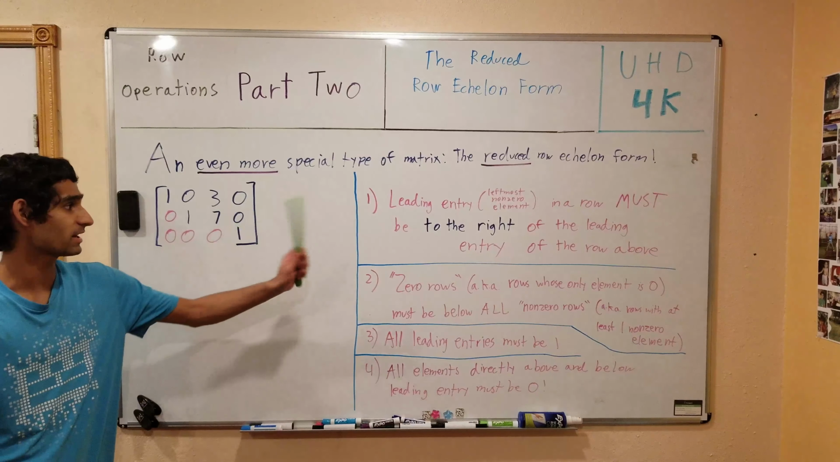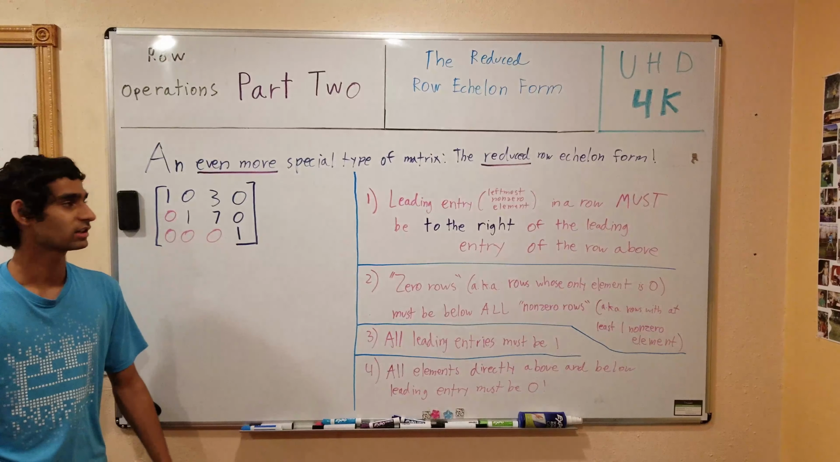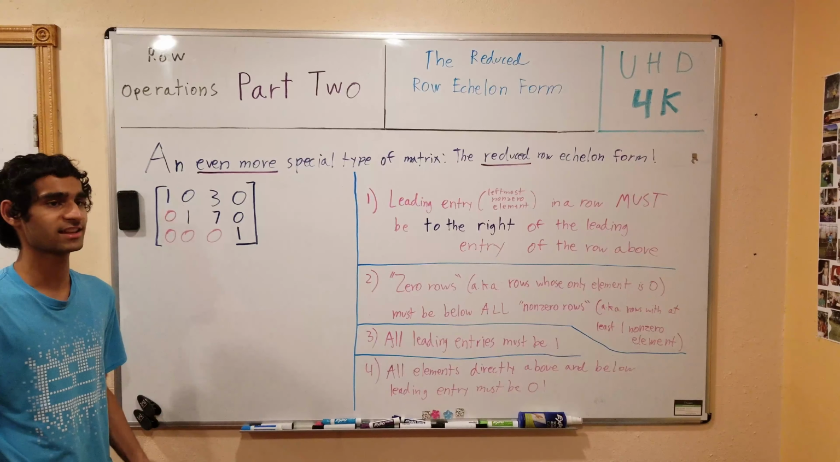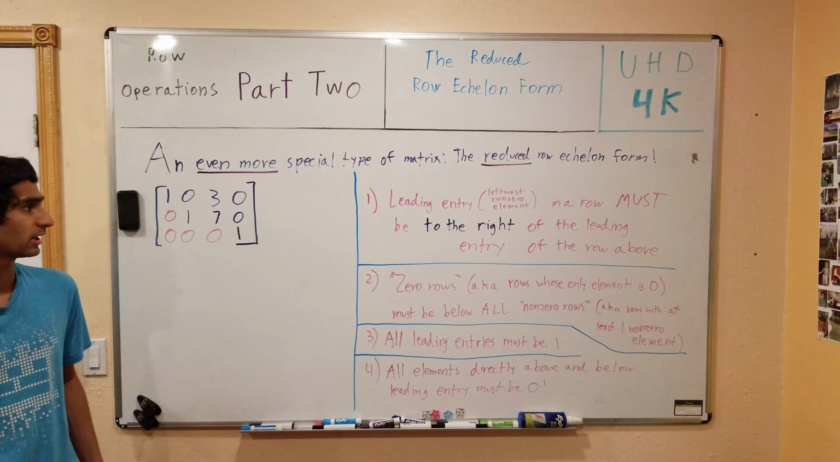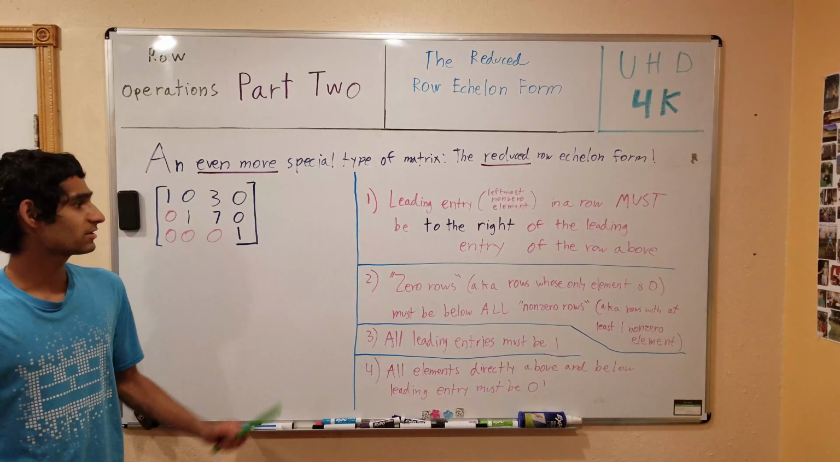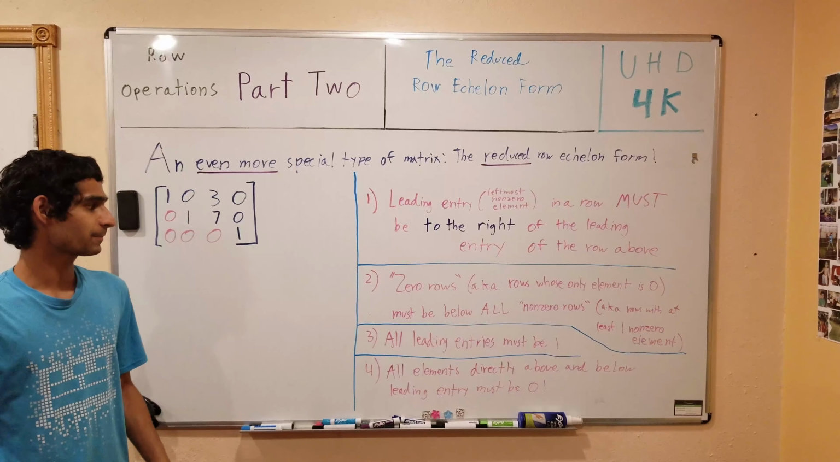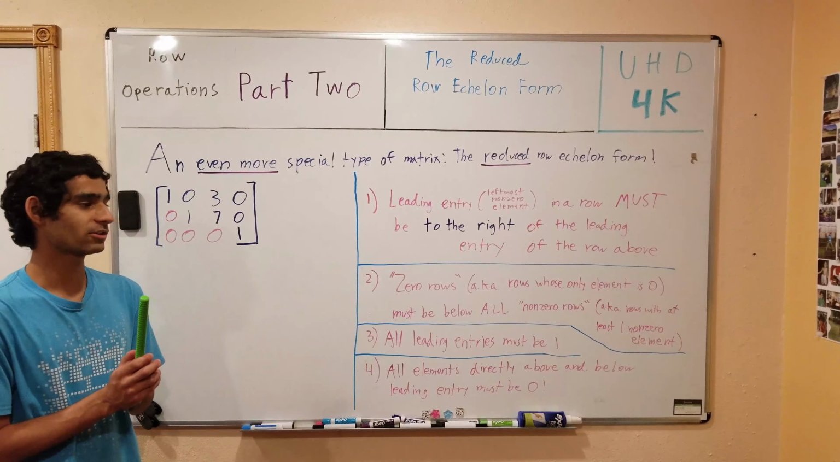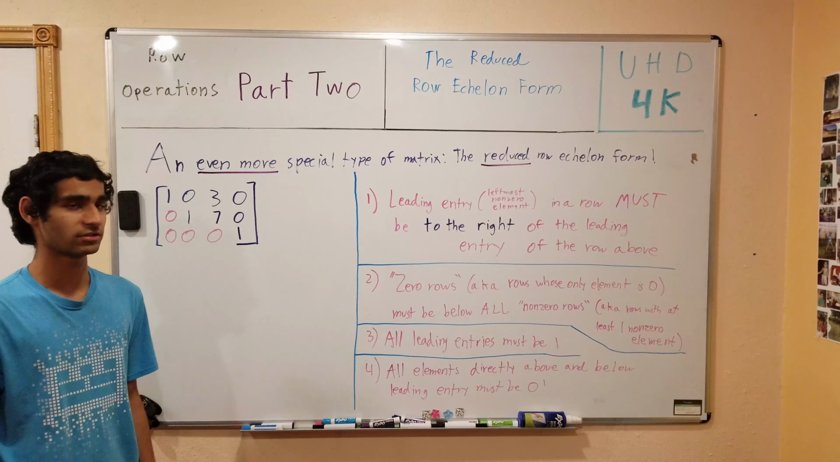and in order for a matrix to be in reduced row echelon form, it must satisfy all 4 of these conditions. Now, conditions 1 and 2 are the exact same as what we had for row echelon form. The leading entries, so the leftmost non-zero elements, must be to the right of the leading entries directly above it, and the zero rows must be below all the non-zero rows.